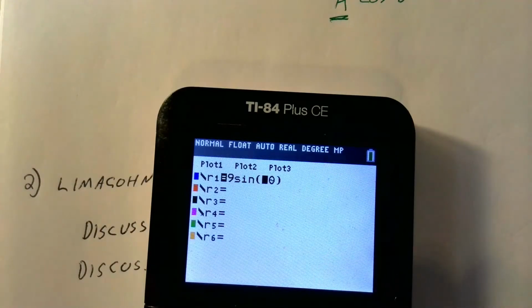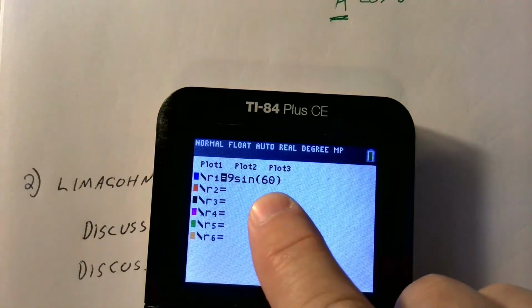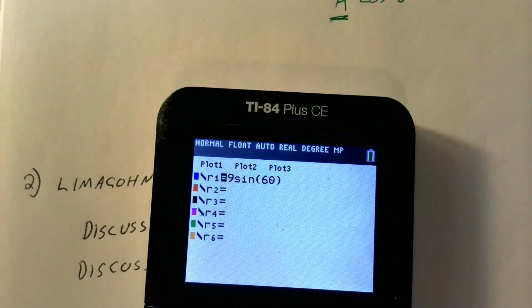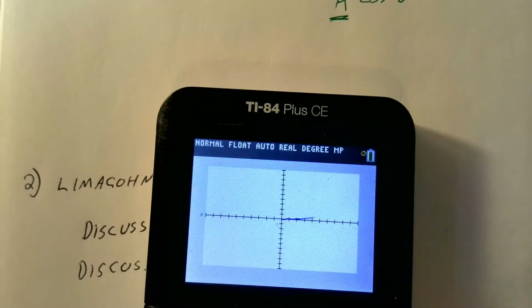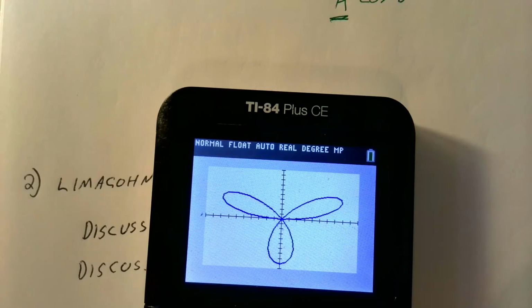But I've used only even numbers, so now we're going to use an odd number. So let's change this from 6 theta to 3 theta. So this is an odd number. And now I'm going to hit graph. I'm like, oh, wait, what just happened? Odd numbers only give me that exact same number of petals, or at least those are the only visual petals.